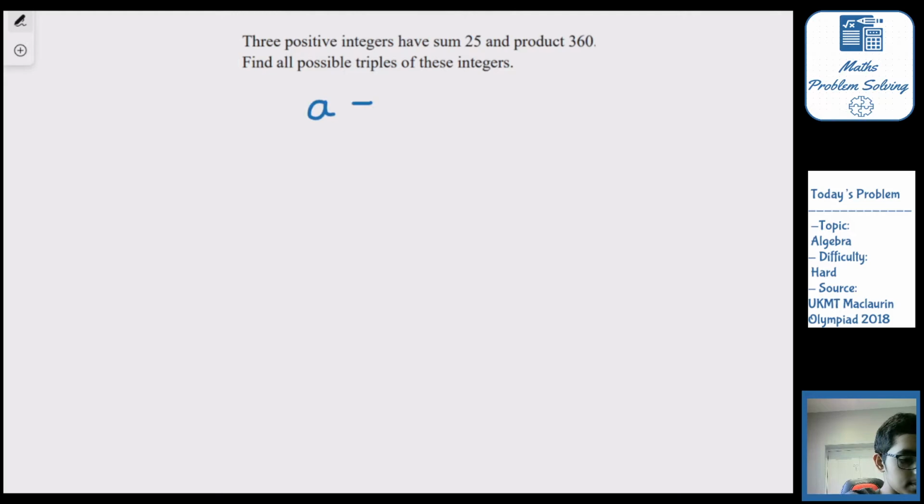So a plus b plus c equals 25. These are the three integers. Let them be a, b, and c. And a times b times c equals 360.